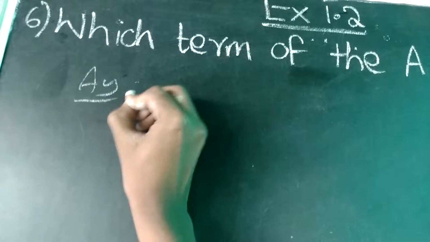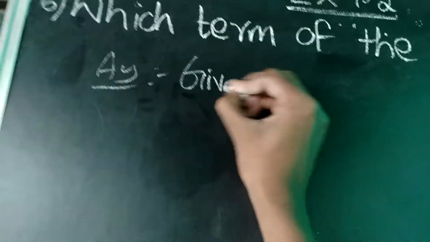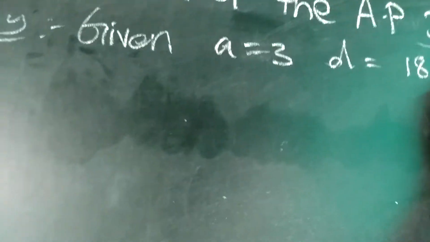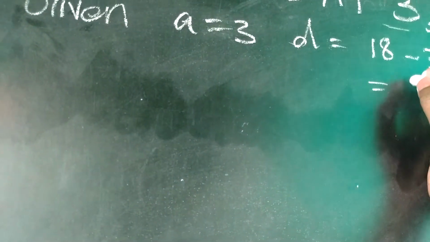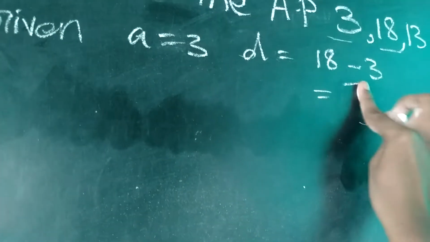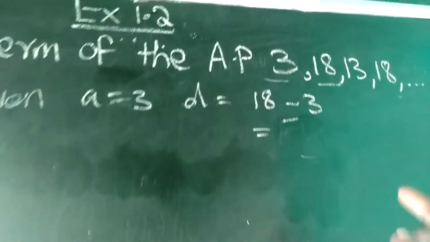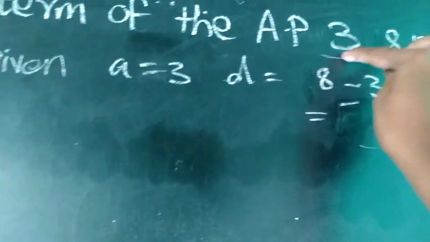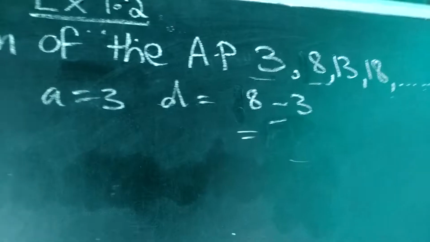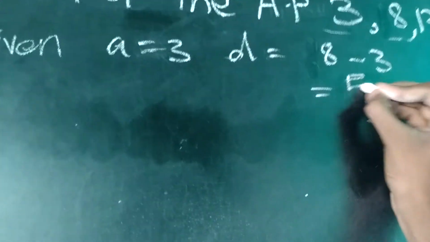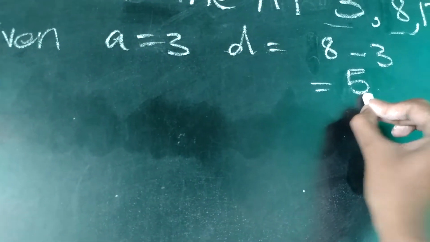So let us write given. a is 3, d is a2 minus a1, that is 8 minus 3. Make one correction, it's not 18, it's 8. Okay, 3, 8, 13, 18 is the sequence. Now, what is 8 minus 3? It is 5. So we have got a common difference as 5.